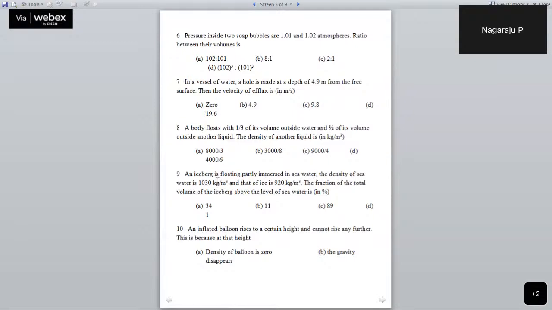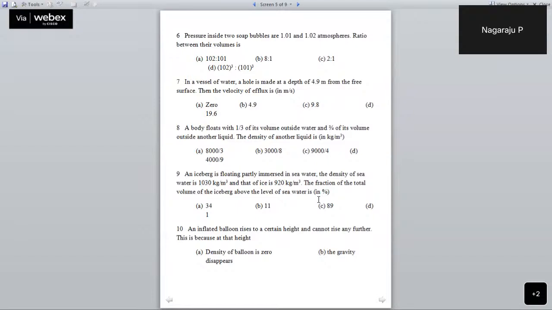The density of seawater is 1030 kg per meter cube and the ice is 920 kg per meter cube. Find the fraction of the total volume of the iceberg above the level of seawater, in percentage. So if you take the percentage calculation, of course, weight of water displaced, you remember the formula, equals weight of iceberg.